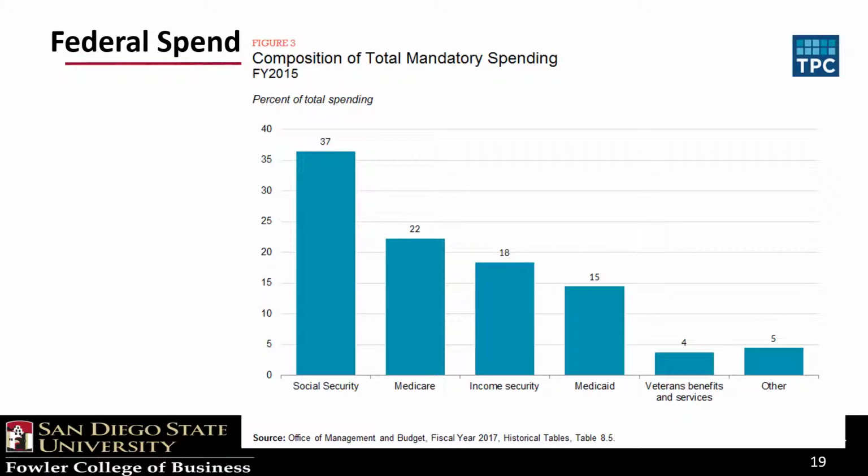I mean, no doubt Social Security covers disabled, but the number of disabled in the country is quite small. Medicare, again, provides health care for retirees. And so you can see that's a big chunk. Income security is more of the disability type programs. Medicaid is medical health insurance for poor folks, and then veteran benefits and other.